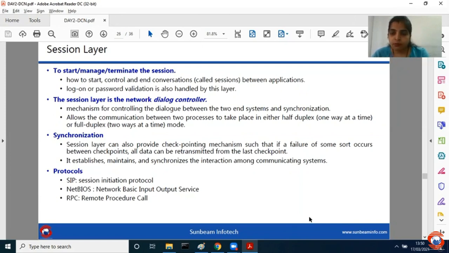If my connection gets lost in between, obviously I will not be able to receive the messages. But next time when I log in, I don't get the first message again; I get the messages from where I last missed them. So who does that in the background? That is nothing but the job of the session layer.